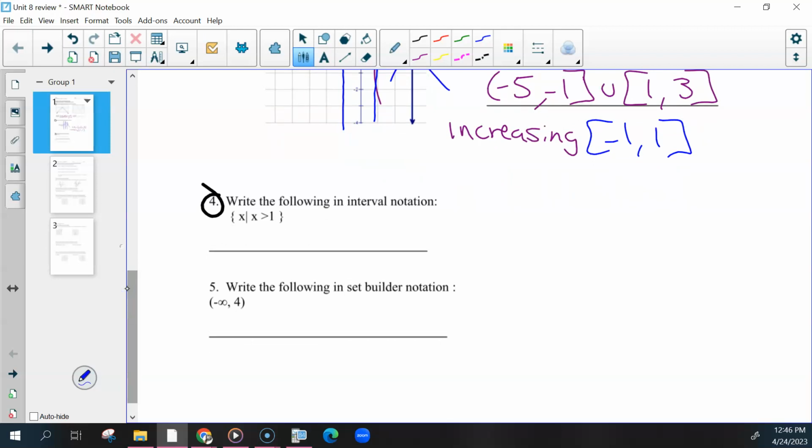For 4, you are rewriting, so these are basically opposites of each other. These you write like this, and this you write like this. This is an interval, you want to write it in interval notation, so you have to think about where would you start and where would you end. If x is greater than 1, where would that start? Where would that end? Wouldn't it start at 1? Mm-hmm. And then keep on going to positive infinity? Mm-hmm. Would the 1 be a bracket or a parenthesis? Bracket. Parentheses, because this one does not have an equal to underneath.